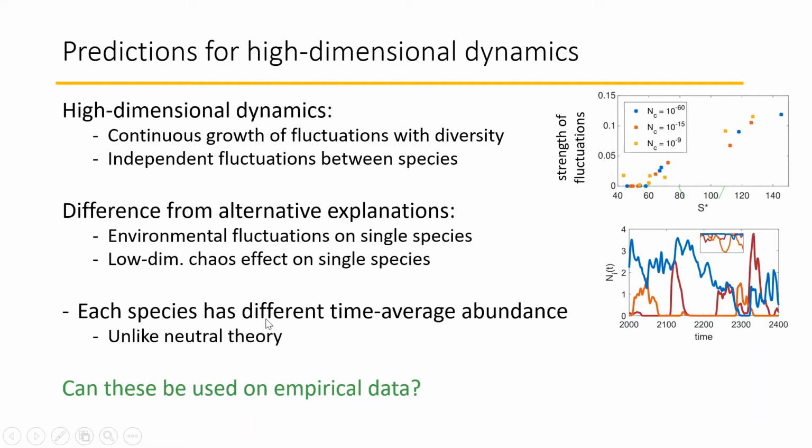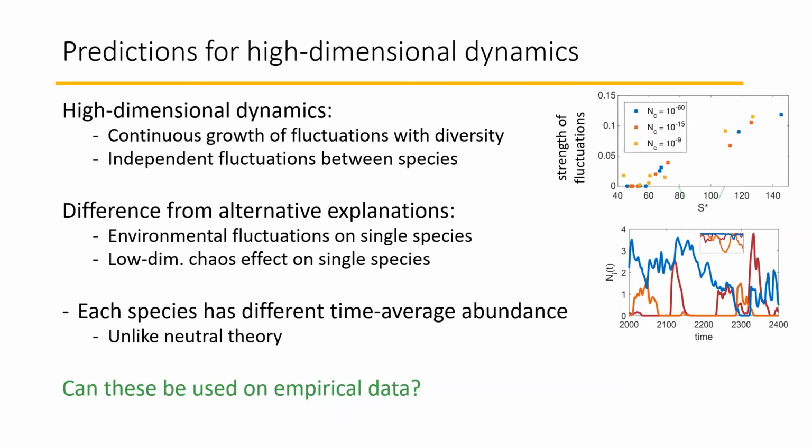And finally, while this looks very messy, it's not neutral. Each species does fluctuate around a different average abundance to which it keeps returning. So if you average over a long time window and then wait and average again over a time window, you will see the same abundance for each species. Meaning that each species will have a fixed abundance and it will be different between the species. And for me, the big question is, can these differences be used on empirical data? And if so, what kind of empirical data?